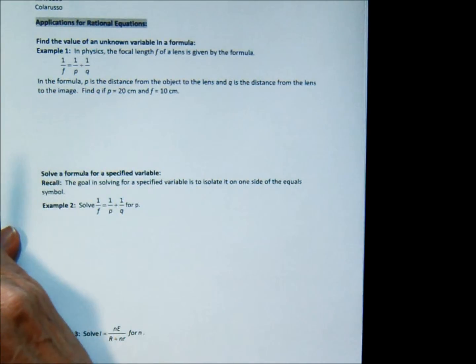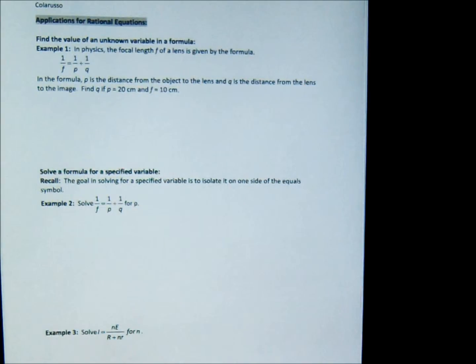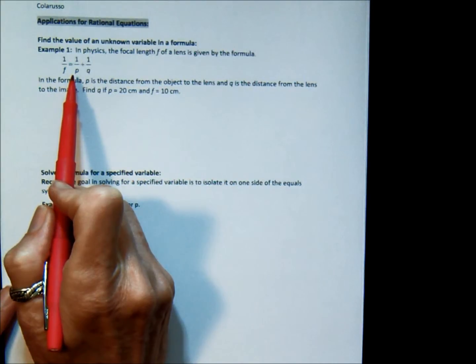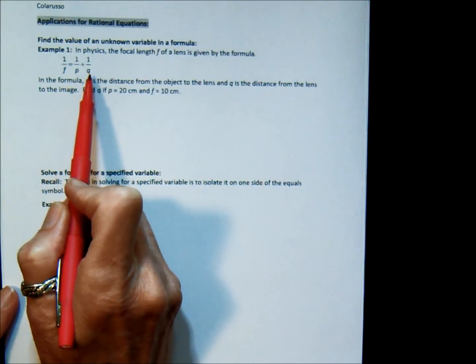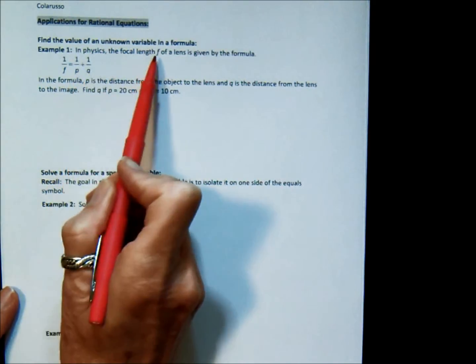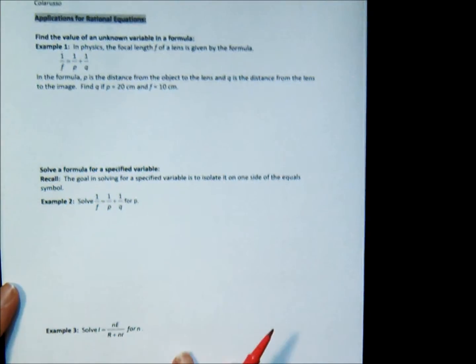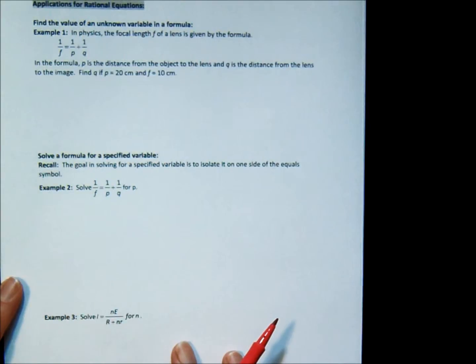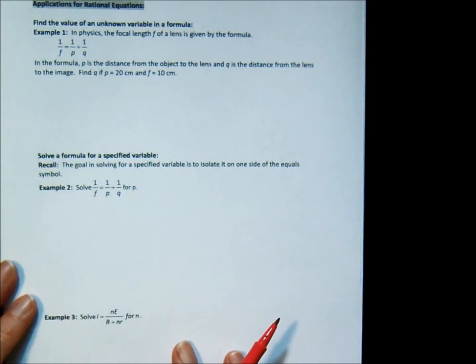It says, in physics, the focal length f of a lens is given by the formula 1 over f equals 1 over p plus 1 over q. In the formula, p is the distance from the object to the lens, q is the distance from the lens to the image, and we know that f is the focal length. So what this is asking us to do is to find q if p equals 20 and f equals 10.